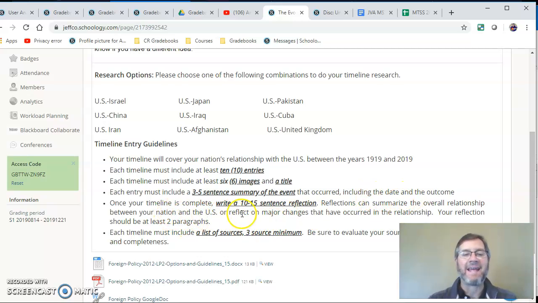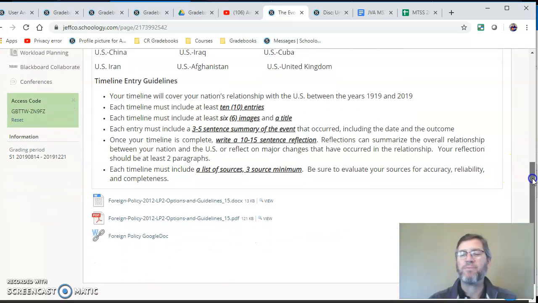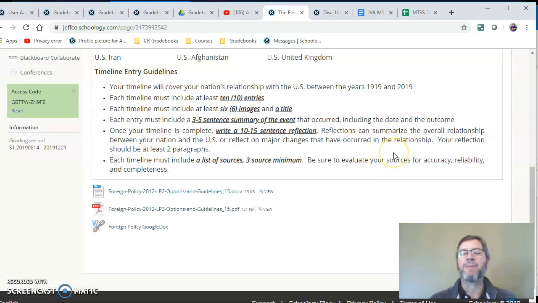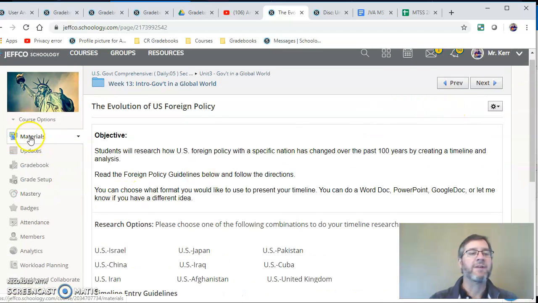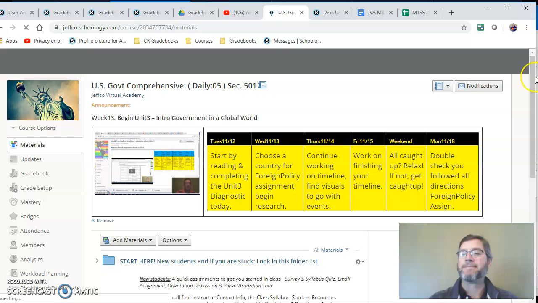And then at the end, you'll write a 10 to 15 sentence reflection. It's about 2 paragraphs worth, just kind of summarizing overall the relationship, how it's changed between the U.S. and this other country. And then, of course, you have to list your sources where you got the information from. At least 3 sources. Don't use Wikipedia. You can use Wikipedia to start, but don't use it as one of your actual 3 sources. Just make sure you evaluate your sources for accuracy, reliability, and completeness, and turn that in.